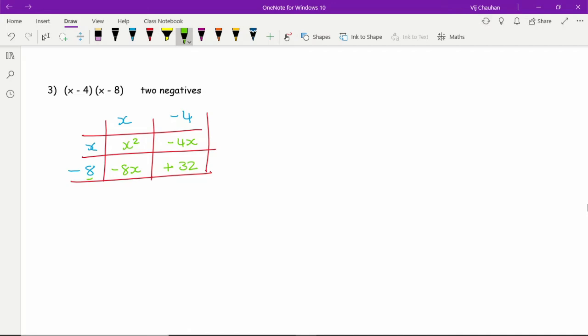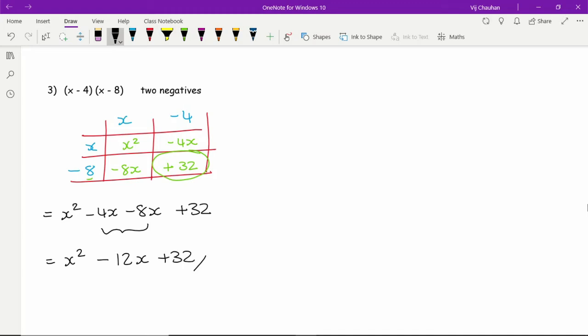So the key thing here is when we've got a minus and minus, if the signs are the same, then this bottom corner box here will always be positive if your digits are at the end of each column. And I'll talk about that at the end when things are in a slightly different order. So writing this out, we've got x squared minus 4x minus 8x plus 32. And again, just combining those middle 2 terms of x, we've got x squared minus 12x plus 32, and there's our final answer. And again, using the loop method, if I just write out the question again.